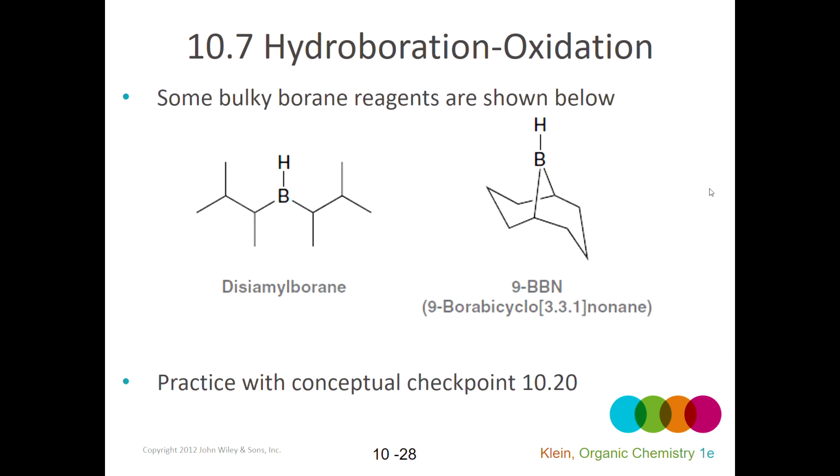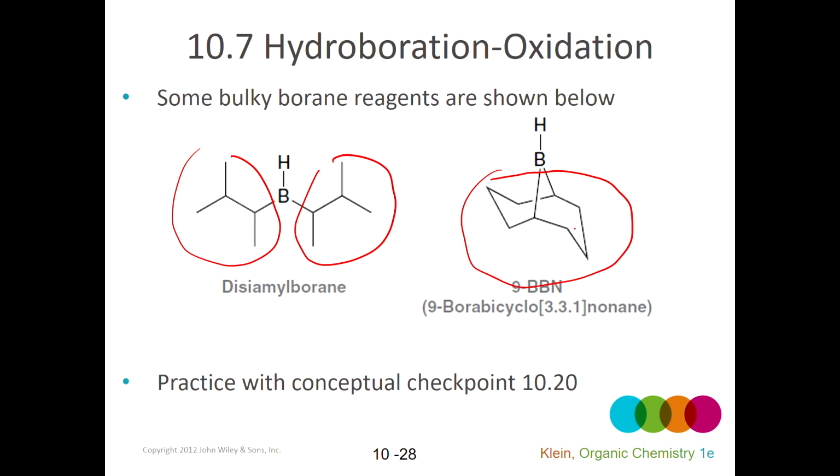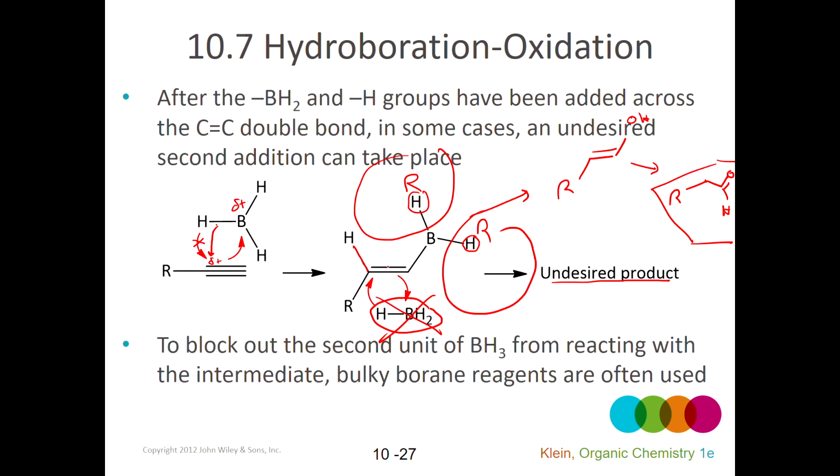So here are a couple of the most popular borane reagents that are used for this reaction in place of BH3. So we're replacing the BH3 with BHR2. And we got these big bulky R groups here. In this case, the two R groups are really part of one bicyclic system, but a very bulky group of atoms. And the idea there is when the BH3 adds across to create this alkene, the bicyclic system, or the two bulky R groups, will block out another BH thing from coming in.